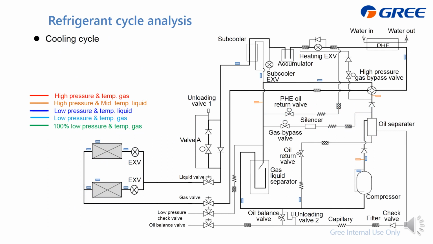This is the refrigerant cycle, and on the right side you can find the outdoor unit. We just connect it with 2 indoor units, for example. On the outdoor unit we have the compressor, oil separator, and 4-way valve. This is the plate heat exchanger to exchange heat with water, and this is the heat tank valve. This is the accumulator, and then this one is the subcooler, which is another plate heat exchanger.